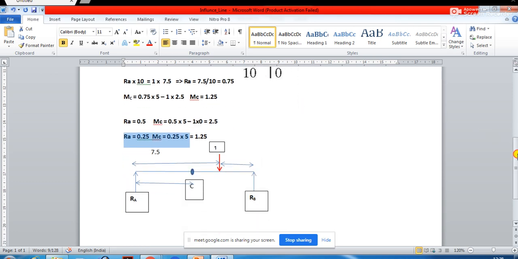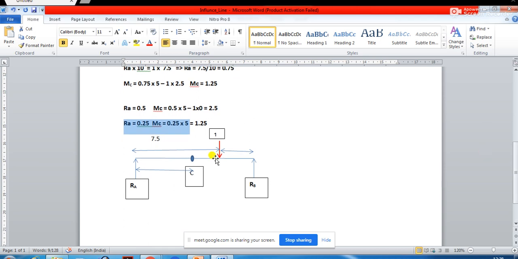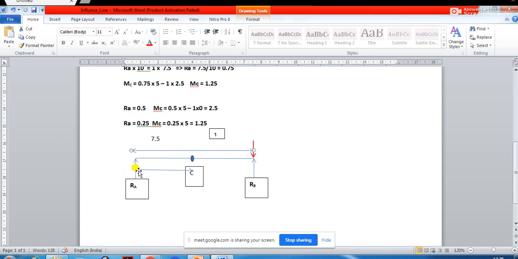And next, you see, next is very simple again. When this load will be moving to this point, what will happen to reaction A? Tell me, what will happen to the reaction at A?